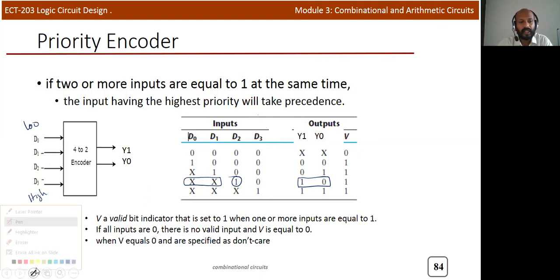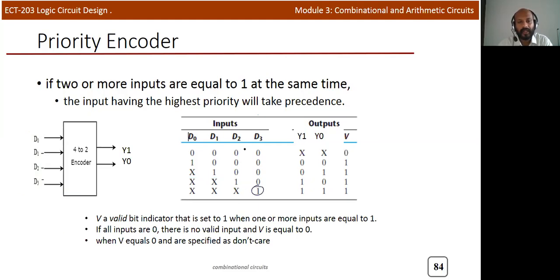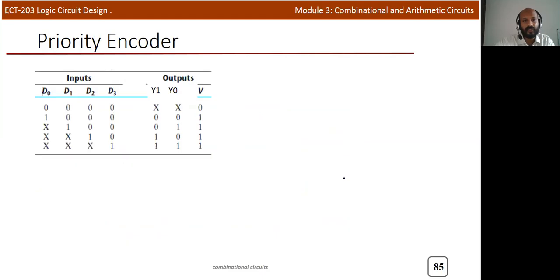And finally, if D3 is equal to 1, we will not consider the lower input lines D0, D1, D2. For example, if you are getting a combination like 0, 1, 1, 1, in this particular case D3 is equal to 1, and if D3 is equal to 1, your output will be 1, 1. We will not consider the other input lines. Again, it's a valid case. So now we need to design a logic circuit for that.